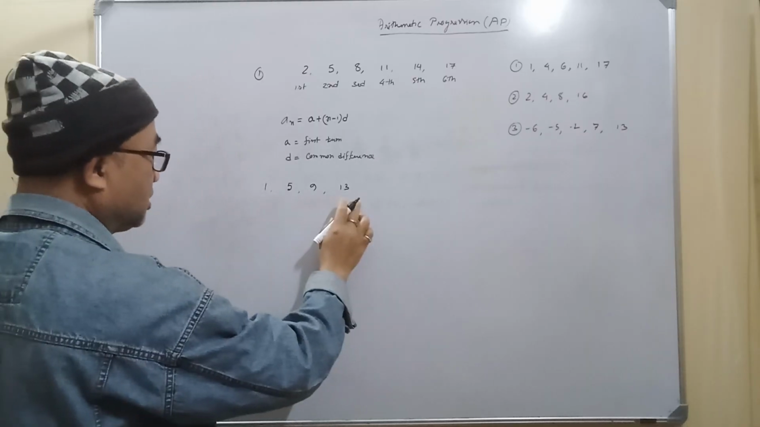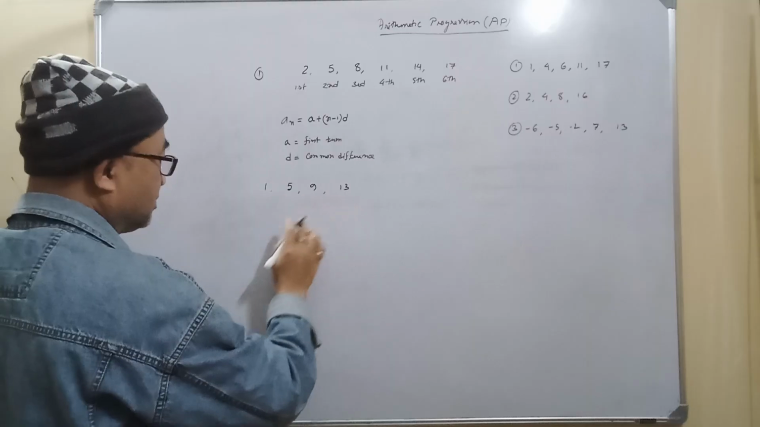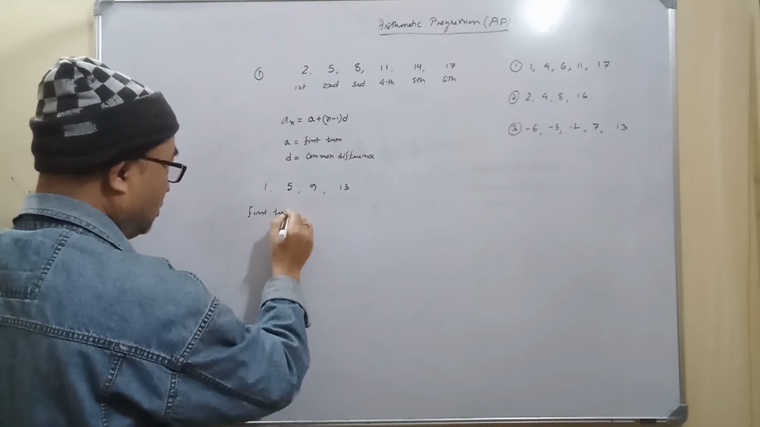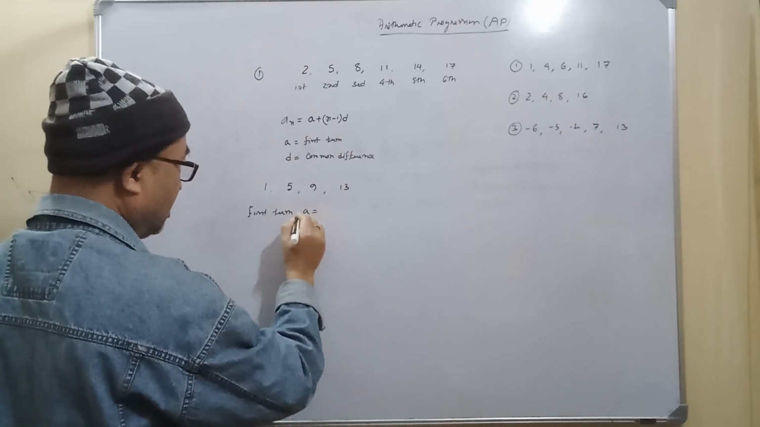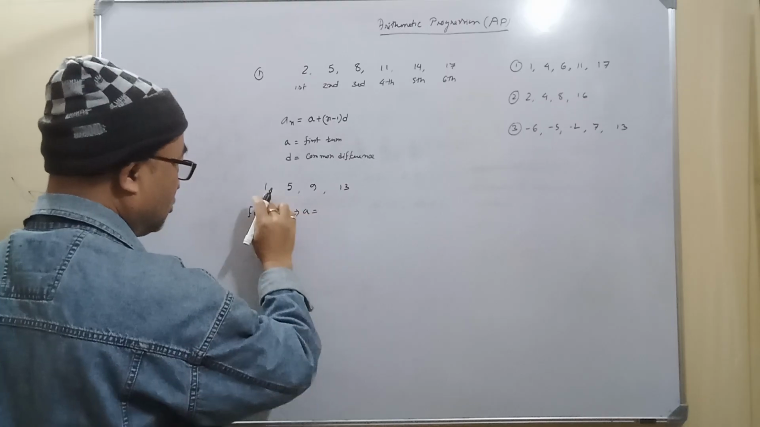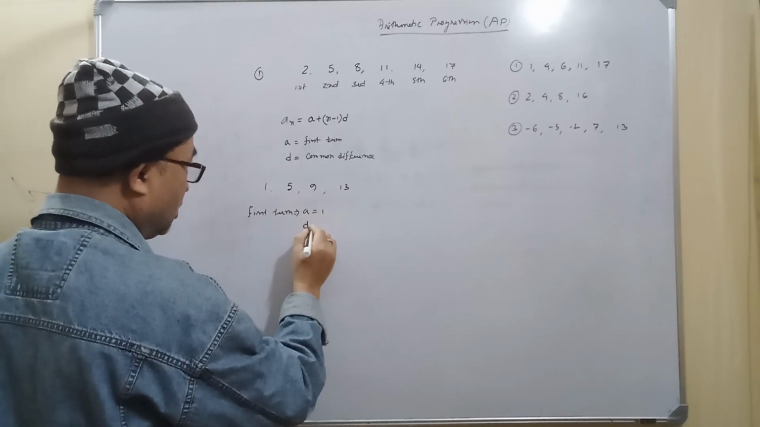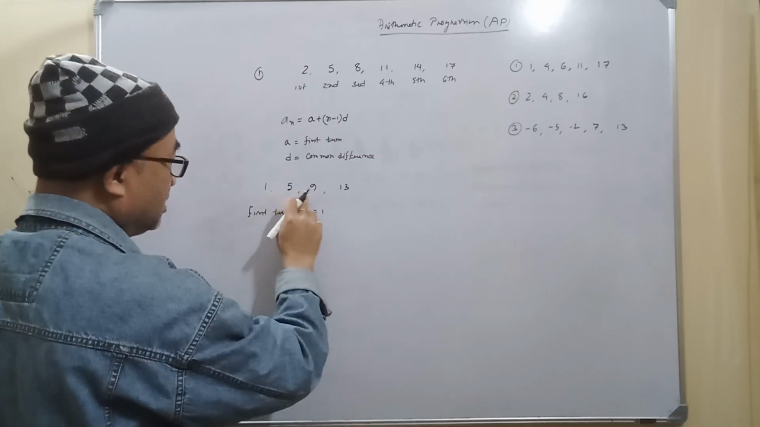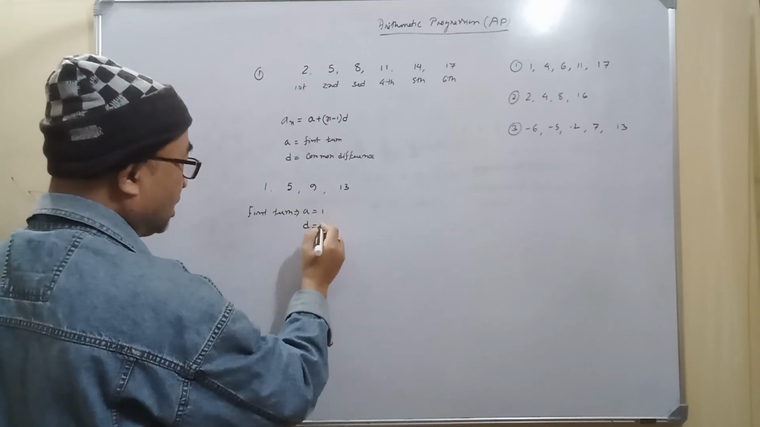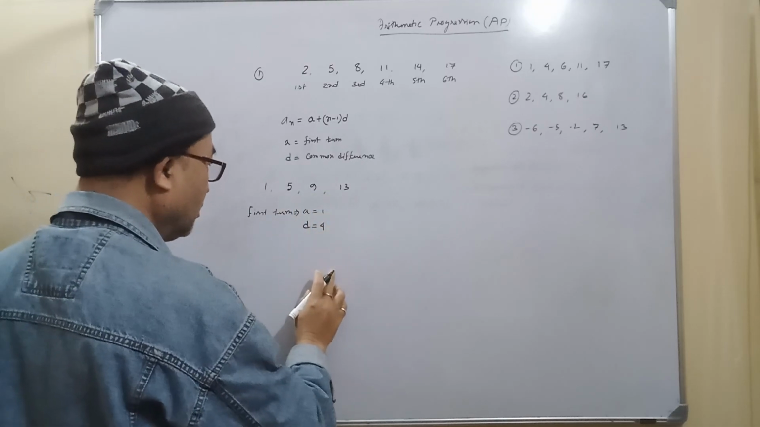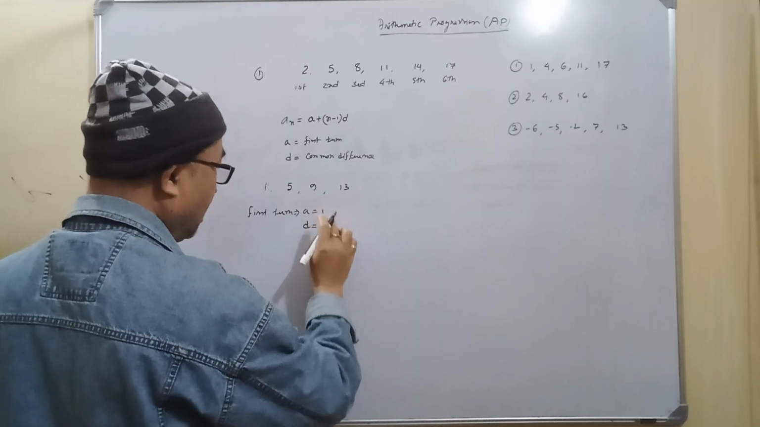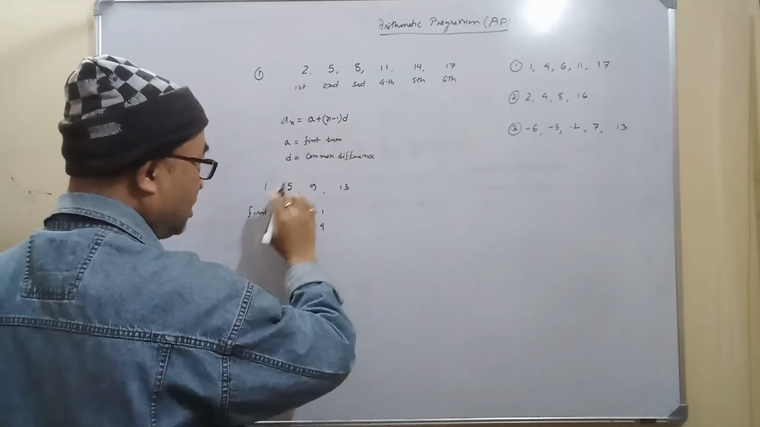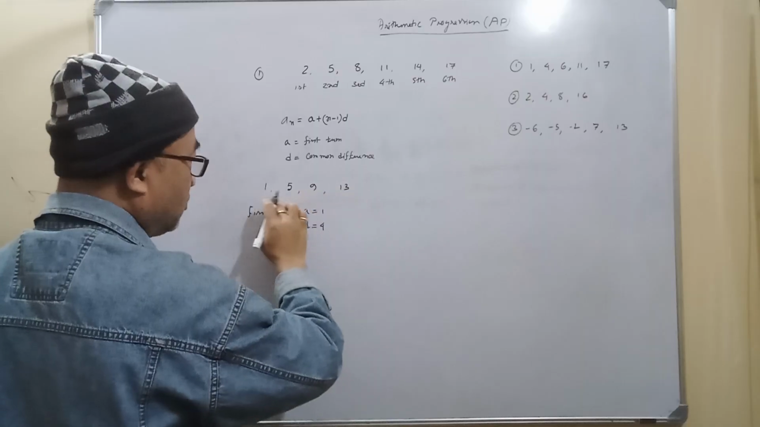This is an arithmetic progression. What is the common difference? Let us take the first term first. The first term, which is A, is 1. What is the common difference? Common difference is denoted by D. So what is the common difference between two consecutive terms? It is 4. So we have the first term and the last term, and we have the formula to find any term of this arithmetic progression. There are 4 terms here.